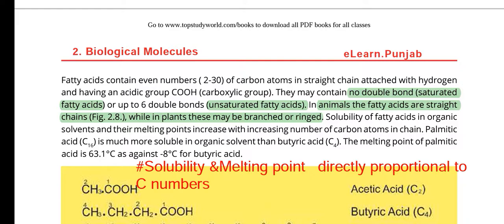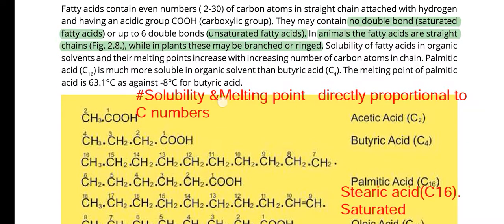And one more very important thing: solubility and melting points. Solubility and melting point are directly proportional to carbon number. As we increase the carbon number in the fatty acids or lipids, solubility and melting point both increase. For example, C4 butyric acid and C16 palmitic acid: palmitic acid is more soluble, and its melting point is also greater, 63.1, as compared to butyric acid, which has a melting point of -8. So these are the major differences.